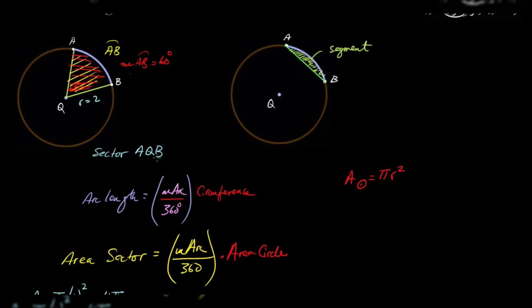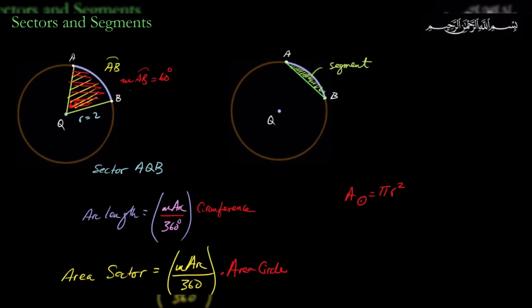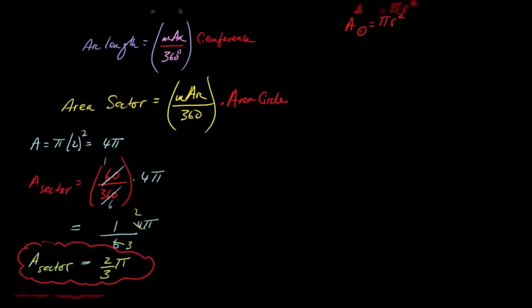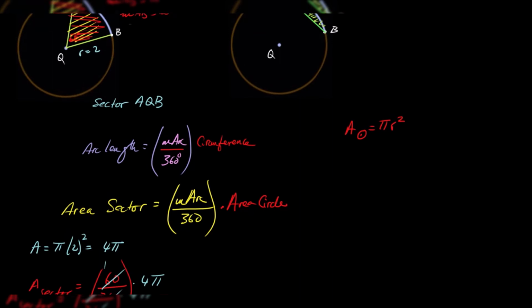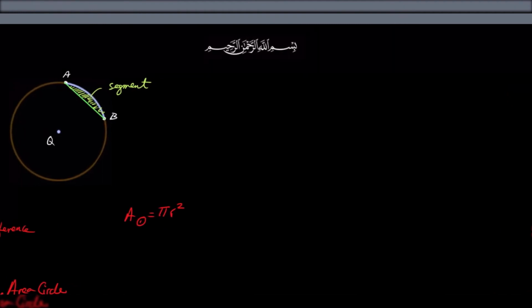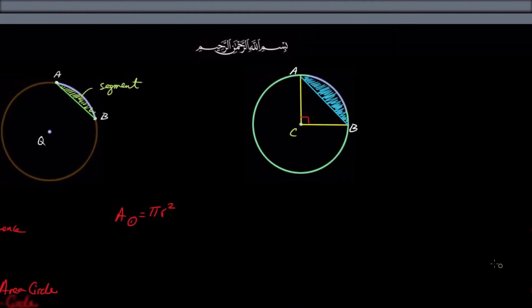It's like a slice of the pie or the pizza, as we have suggested. But nevertheless, the area is going to be some fraction of the area of the entire circle. Now, if you wanted to find the area of this particular segment, how would you go about doing that? Well, let me suggest to you with an example.